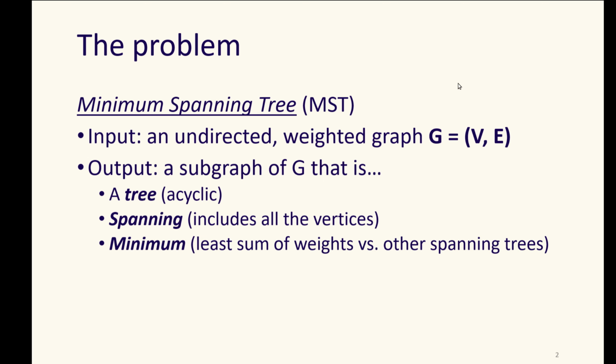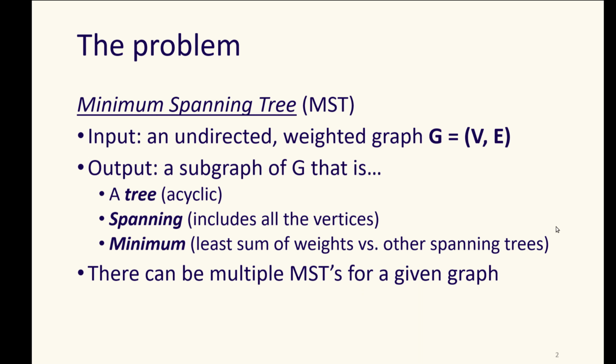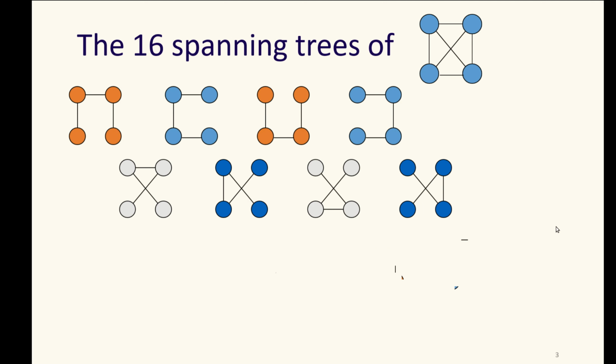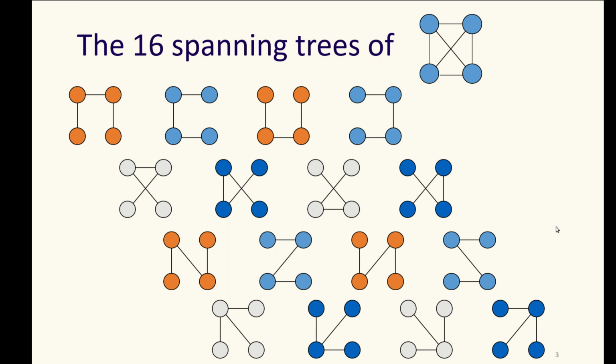And a minimum spanning tree is one that has the lowest sum of weights versus other possible spanning trees. There can be multiple minimal spanning trees for a given graph. There are certainly many spanning trees for most graphs.